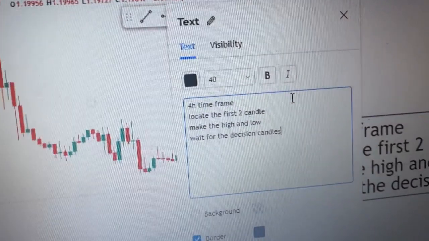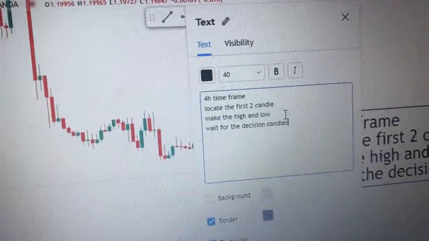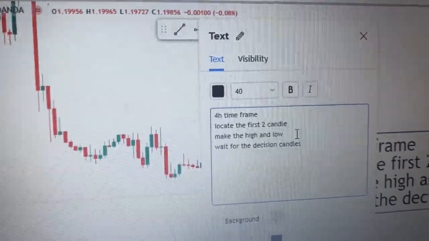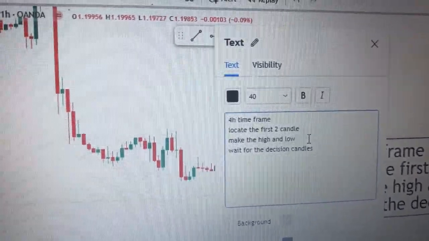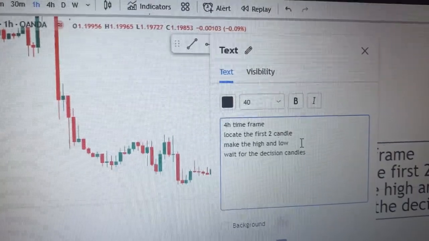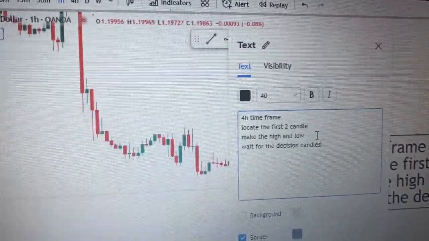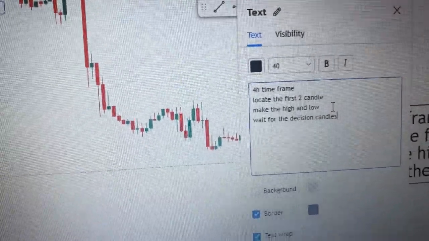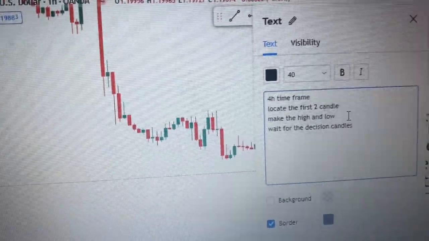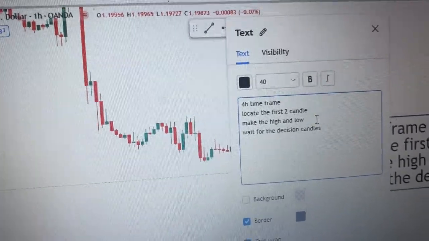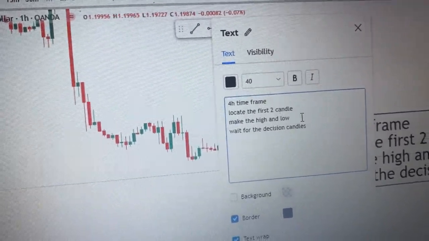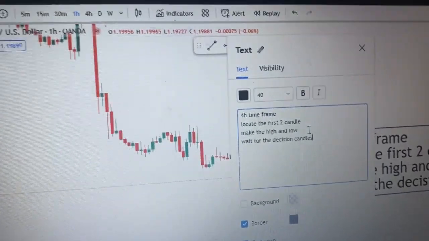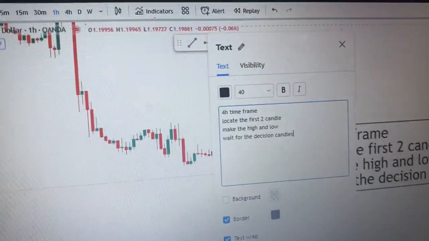So that's it. Look at it. The first one, the 4 hour time frame. The second one, you locate the first two candles. The third one, you mark the high and low. And the fourth one, you wait for the decision candle. The decision candle is any candle that breaks out from the high and low of the week, maybe from the upside or the downside, and it must be up to 50 pips. If it is not up to 50 pips, that's a fake out. So let me show you practically how it works on the chart.